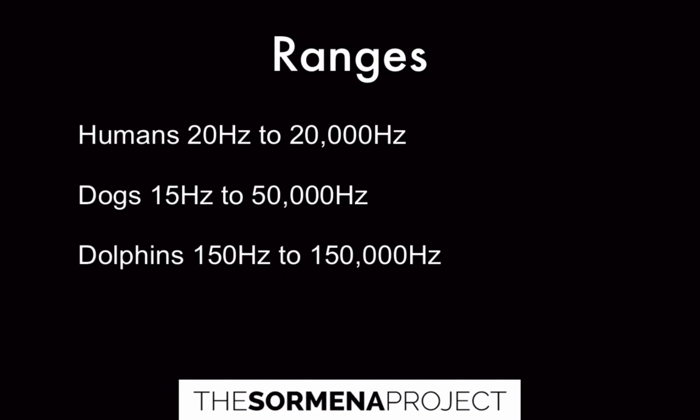You know from dog whistles that when you blow into those, you can't hear anything, but the dog's ears perk up. That's because dogs have a much higher range in terms of frequencies that they can hear and perceive. With dogs, it goes up to 50K, or 50,000 hertz. And then dolphins, they have a very advanced hearing mechanism and forms of communication. So for dolphins, 150 hertz up to 150,000 hertz.